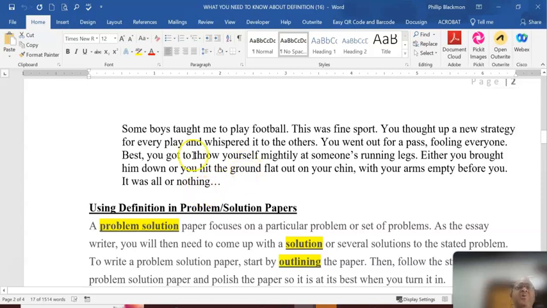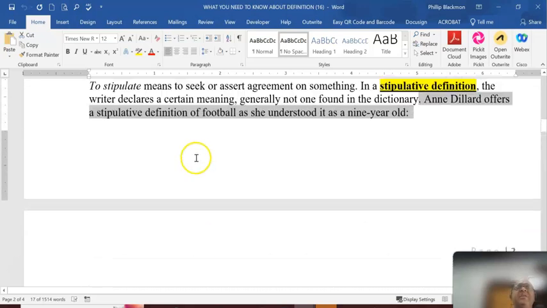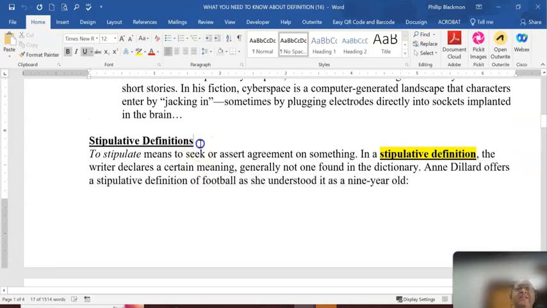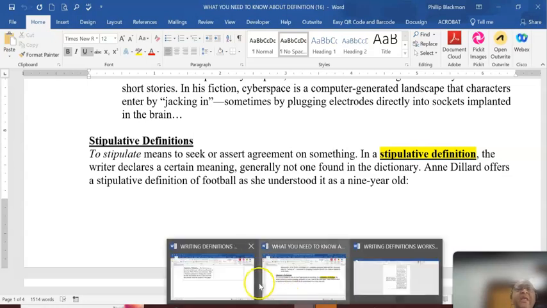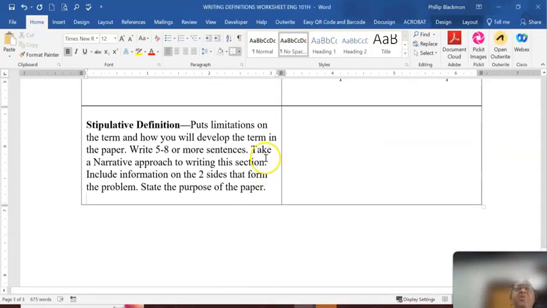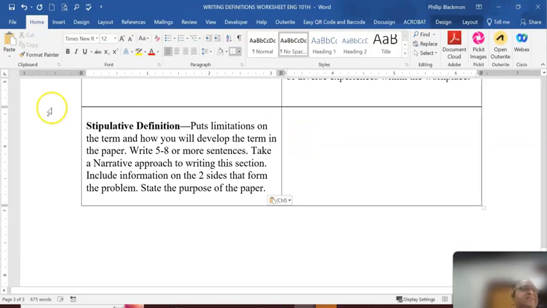It was all or nothing, right? So the simplest definition, this is your definition. These need to be your own words, right? How are you going to put limits on the term to fit your paper? And this should be all of your original ideas.